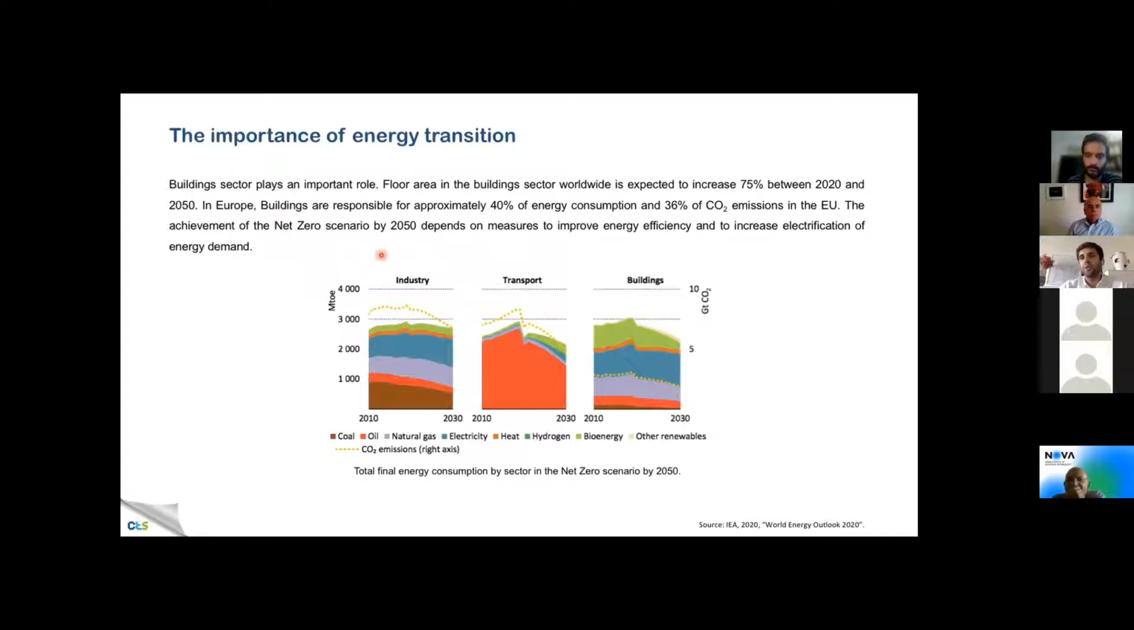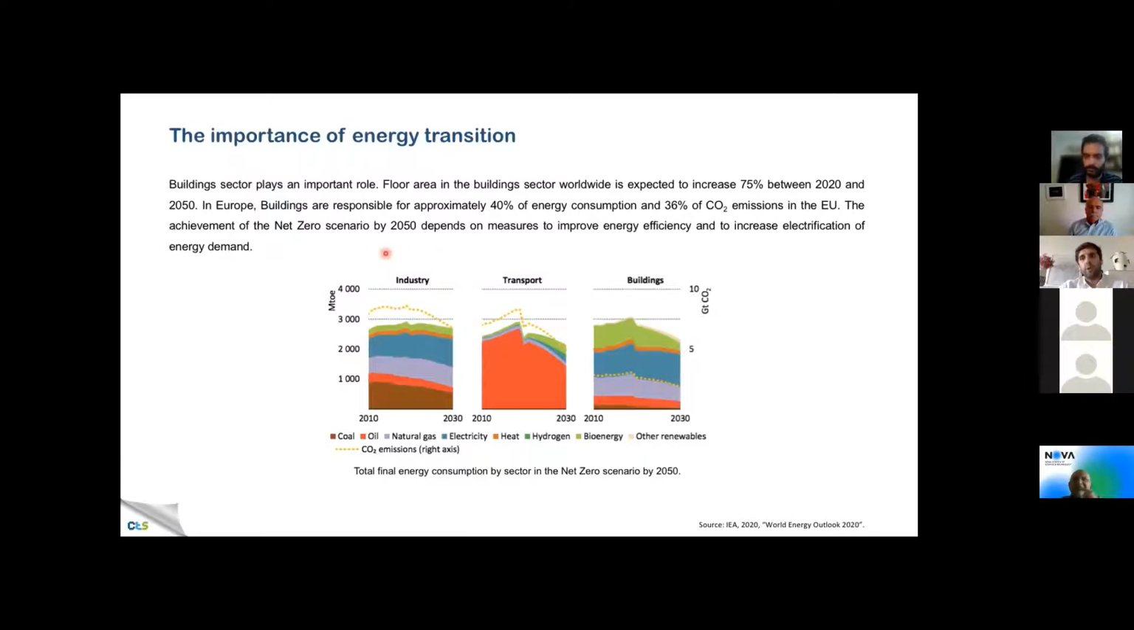Those are the key messages. These refer us to the concept of nearly zero energy building, and more and more of those buildings will be found in our country, in Europe, and in other places of the world.